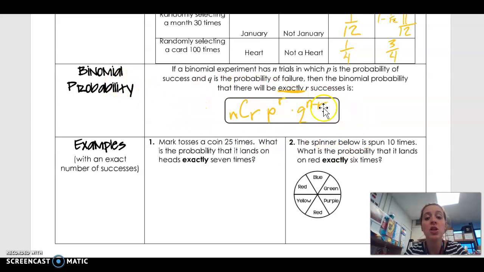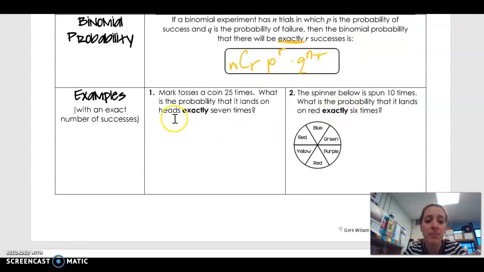So this is something you are going to want to know and have written down because we'll use it a bunch of times. So Mark tosses a coin 25 times. What is the probability that it lands on heads exactly 7 times? So when I see that exact, here's where I can go. I can follow this exactly, right?